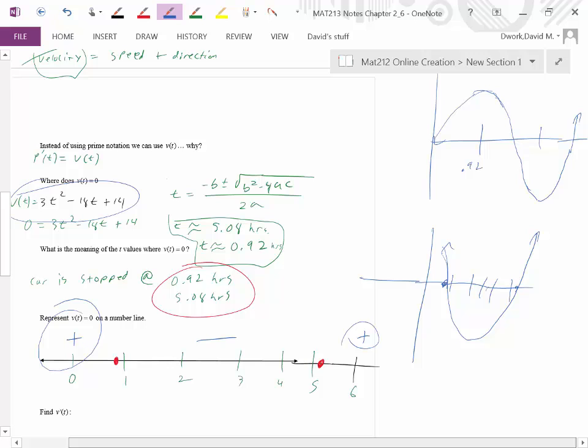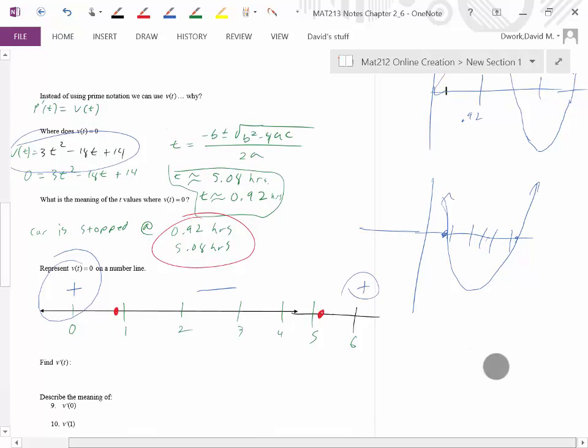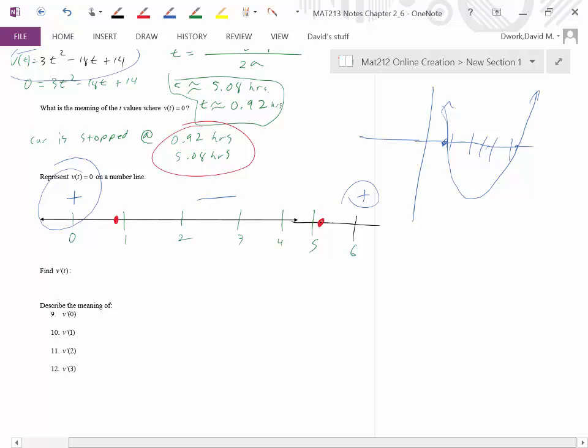We were traveling up from 0 to 0.92. Then we were traveling down because we had negative speeds, south speeds, from 0.92 all the way up till just after 5. Then after 5, we were traveling up again. I hope that makes sense. Okay, and you can convince yourself of that. You can look at this on your graphing calculator if you'd like.